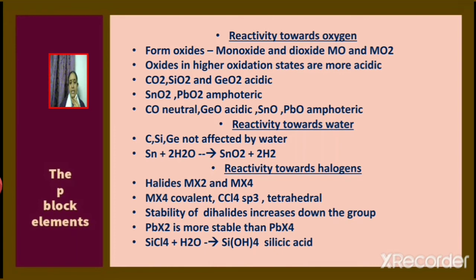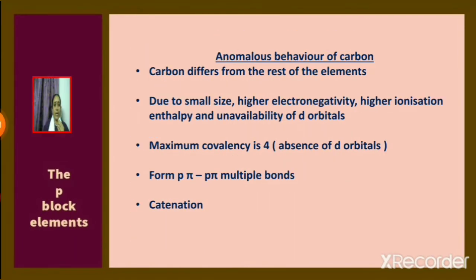Now consider silicon tetrachloride. It undergoes hydrolysis and forms Si(OH)4, which is silicic acid. Anomalous behavior of carbon. Carbon differs from the rest of the elements of group 14. It is due to its small size, higher electronegativity, higher ionization enthalpy and unavailability of d orbitals. Maximum covalency of carbon is 4. It is due to the absence of d orbitals.